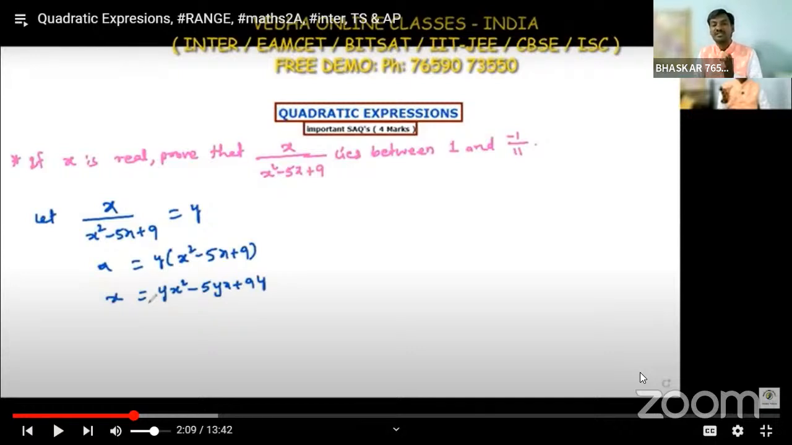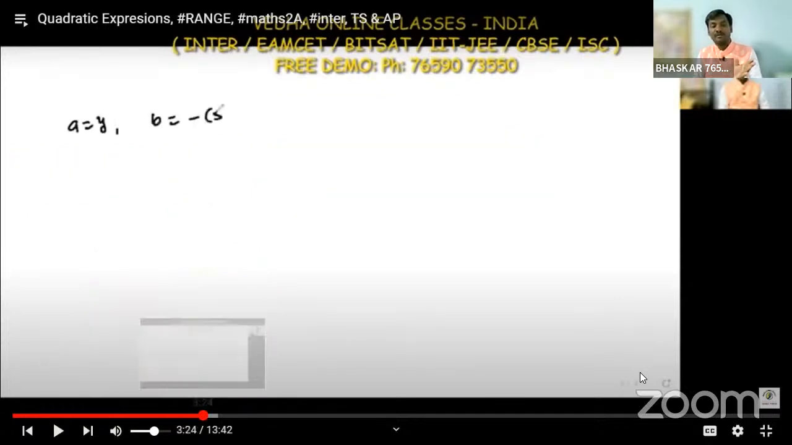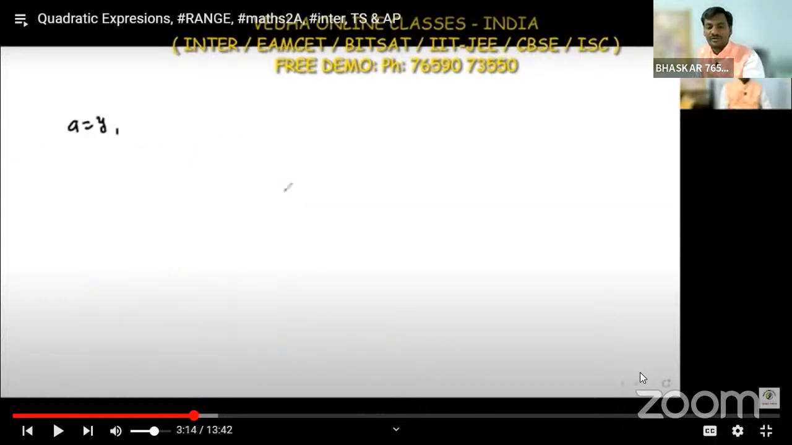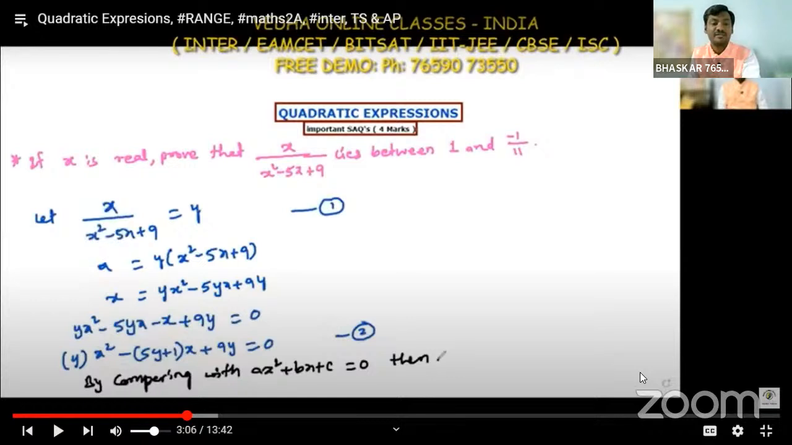To send it to that side, it will multiply, then multiply inside, and form a quadratic equation. Compare with ax square plus bx plus c is equal to 0. We have to write in that form: x square, x and constant separately. The y term also, remember that. Consider y as a constant.